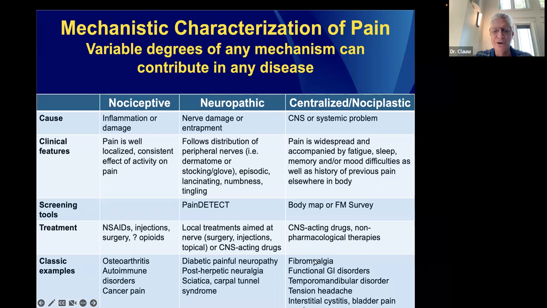Classic nociplastic pain conditions would be fibromyalgia, irritable bowel, temporomandibular joint disorder, tension and migraine headache, interstitial cystitis. I'll talk about these conditions, but these are some of the most common chronic pain conditions in humans. And in fact, this third mechanism of pain is almost certainly more common statistically just because of how many people have things like headache and fibromyalgia and irritable bowel. This kind of pain is actually more prevalent than this kind of pain or this kind of pain.